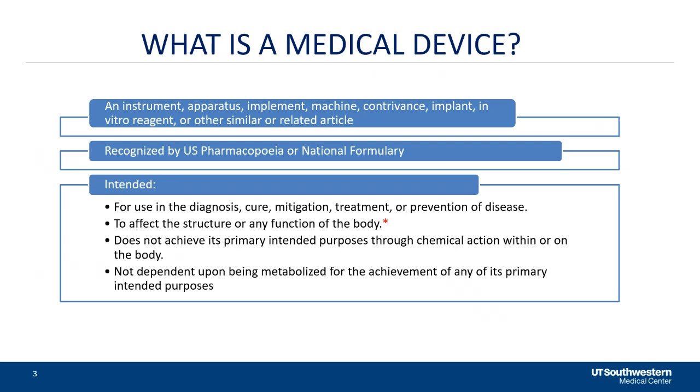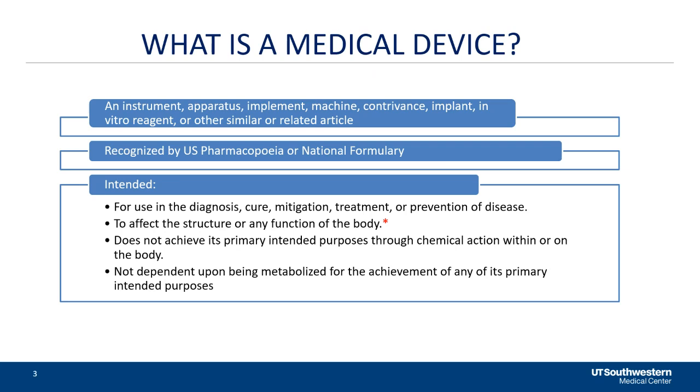So the most logical place to begin is to describe to you FDA's definition of a medical device. This definition is important when conducting research involving a medical device because the HRPP and the IRB will apply this definition to your submitted research.